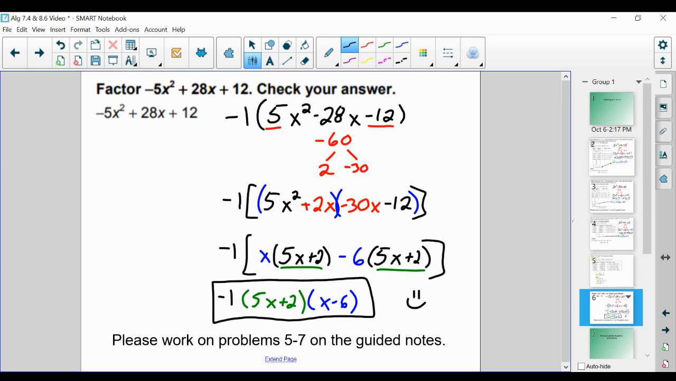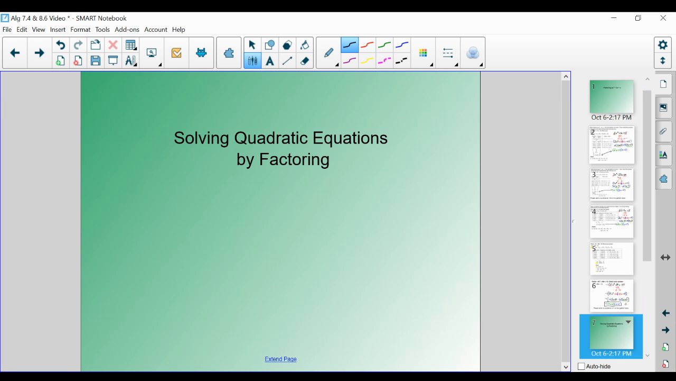So we are going to be now talking about how to solve these quadratic equations. So we're going to be solving these quadratic equations by the factoring process. We just went through how to factor ax squared plus bx plus c, and now we're going to be talking about how to solve it, because now we're going to have an equal sign. It's going to get real fun.